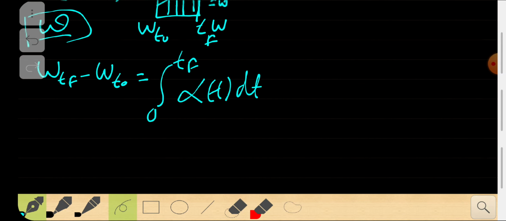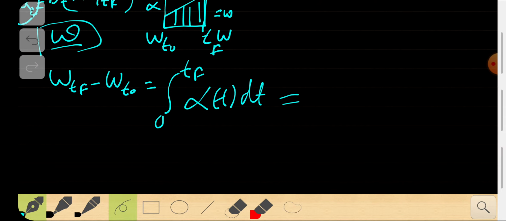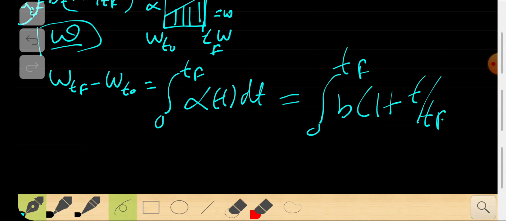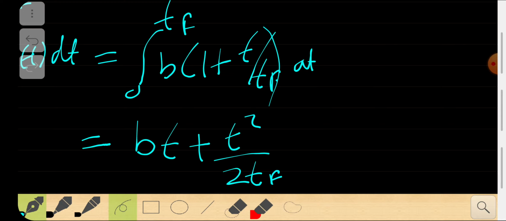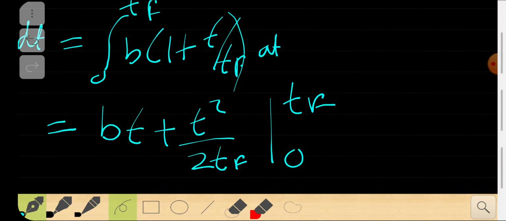Now I can substitute for the value of alpha here, from 0 to t final. Alpha is just b times (1 plus t by tf) times dt. So now I can do the integral, and I will get b times (t plus t square by 2 tf), with the limits 0 to t final. The integral of 1 dt is t, and the integral of t dt is t square by 2.